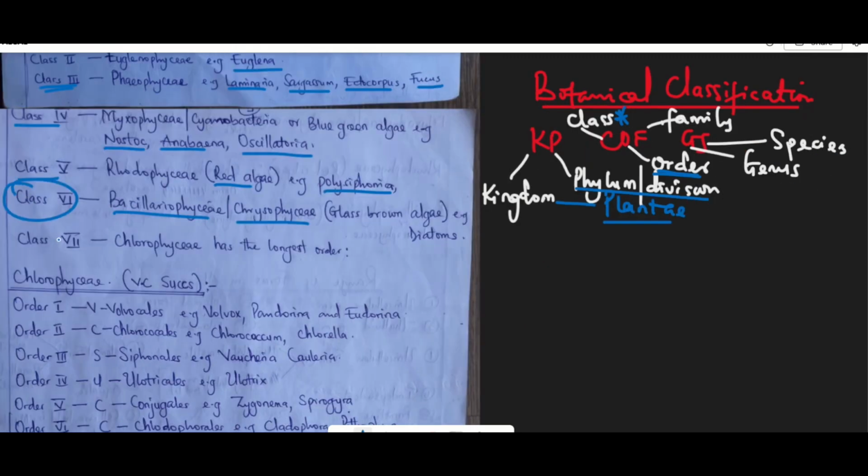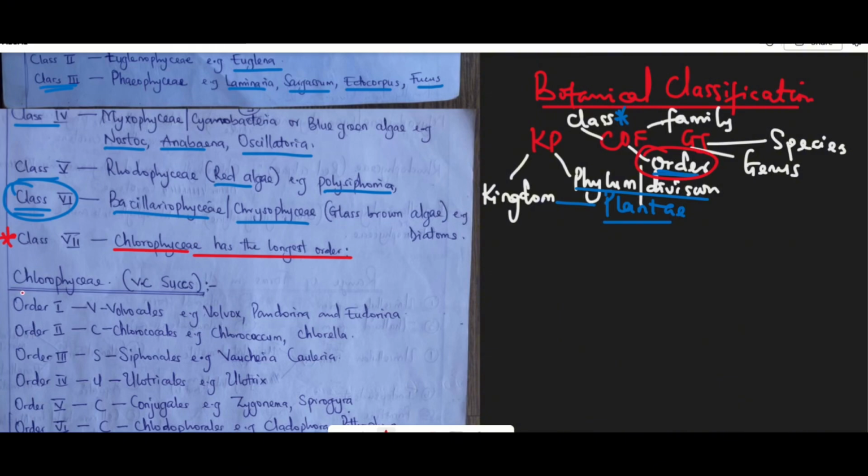Don't forget that I told you that there are six classes of algae, of which Bacillariophyceae is the last one. Now, writing the seventh class here does not really matter. It's just for us to complete the acronym, which is still Chlorophyceae. Note that Chlorophyceae has the longest order of all the classes. Don't forget that I told you that when we split each class into further divisions, we're going to have orders.